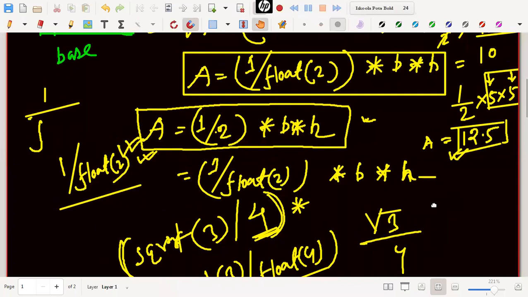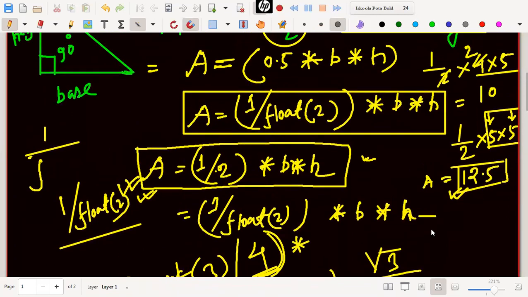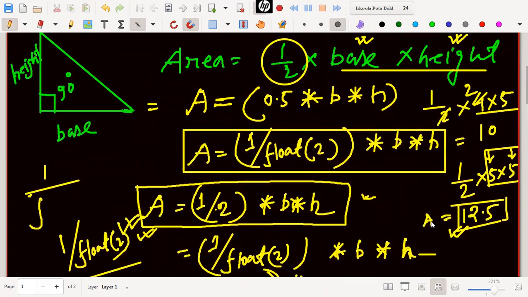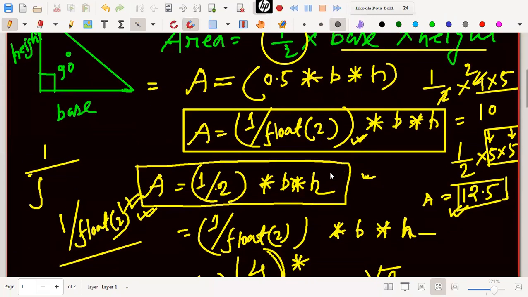So I had a question. Yes. Sir, here in this one, if we write 1 by float 2, will it be okay? 1 by float 2, is there any problem in writing the programming code? Any question? Again, please repeat.